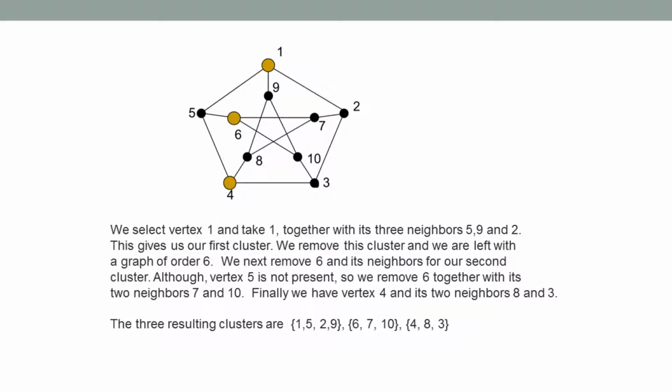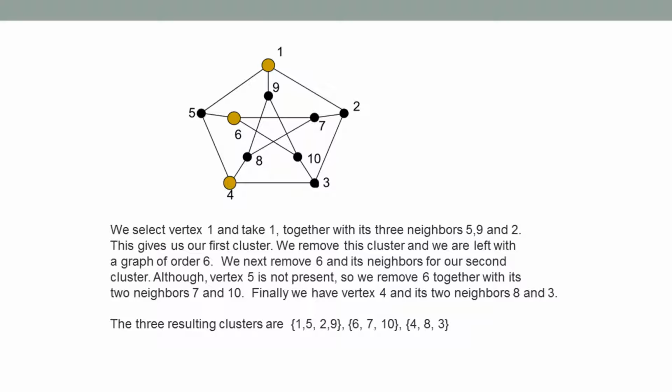Let's do another example. Let's do the case where we want it to be exclusive. That is, we don't want overlapping clusters. Since we have 3 vertices in the dominating set, then we will have 3 clusters. Choosing the first dominating vertex 1, we'll take the vertex 1 and its 3 neighbors, 5, 9, and 2 for our first cluster, and we will remove those from consideration.